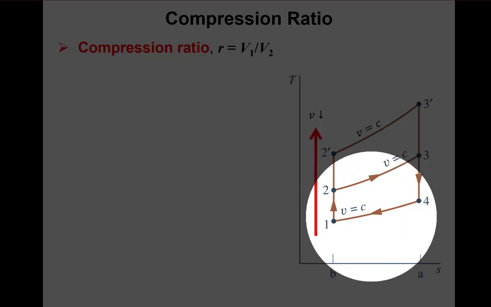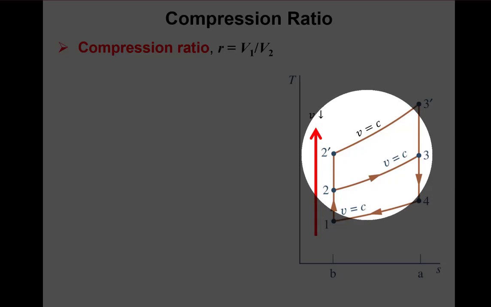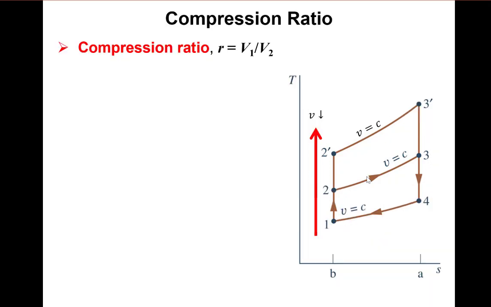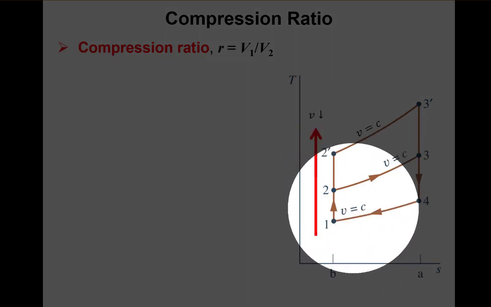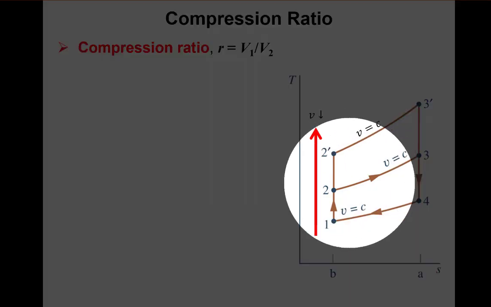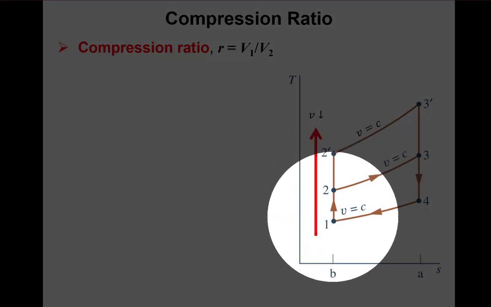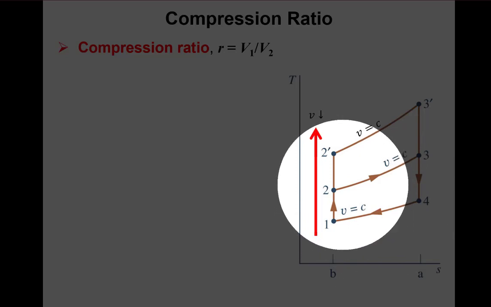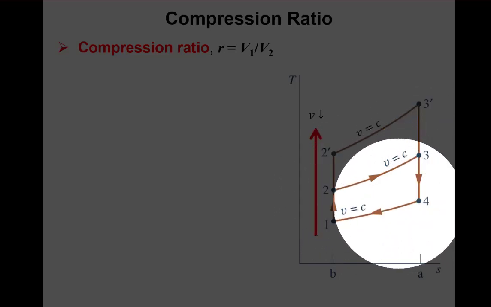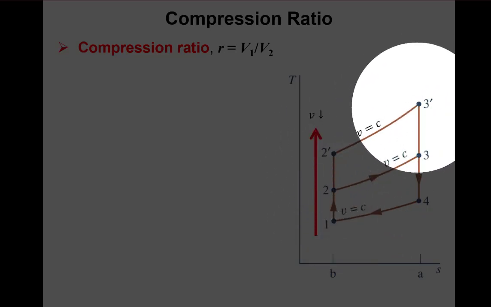So here, remember our lines that are moving more or less horizontally, the non-vertical lines, they're at constant volume. So here we see our volume is changing. If we went from state 1 to state 2, we'd have a smaller change in volume than if we went from 1 to state 2 prime. So there's really two Otto cycles on top of each other here: from 1 to 2 to 3 to 4, and then the bigger compression ratio is 1 to 2 prime to 3 prime to 4.